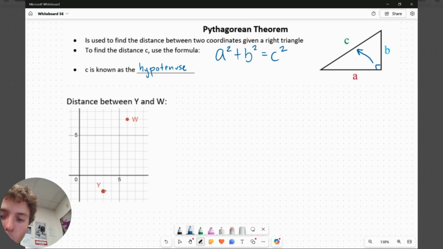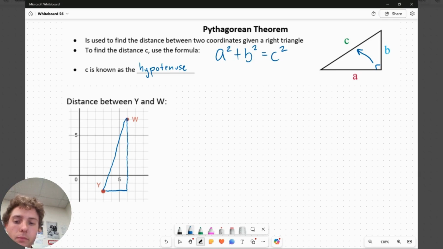So maybe I start at Y and I go directly over until I'm under the W. Notice I followed the grid that way. I can go straight up and down from W all the way down to here. And now we start to see this right triangle form. By doing that, we can count the sides. I see 1, 2, 3 boxes here.